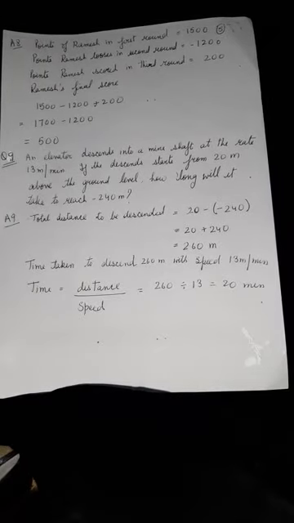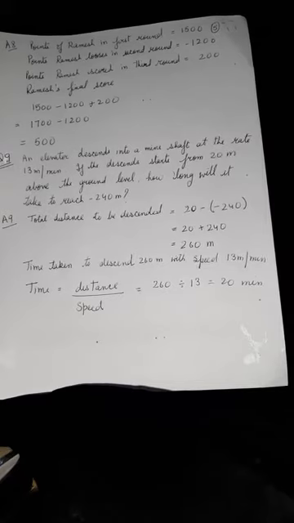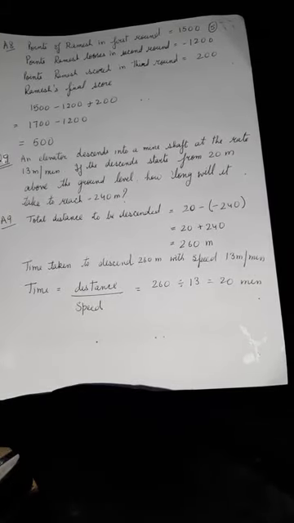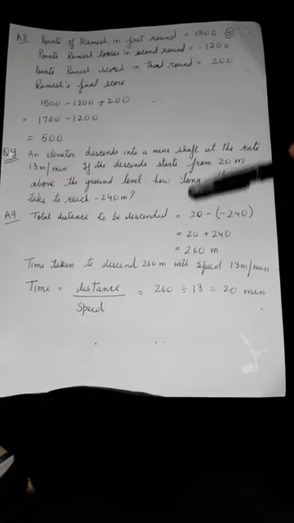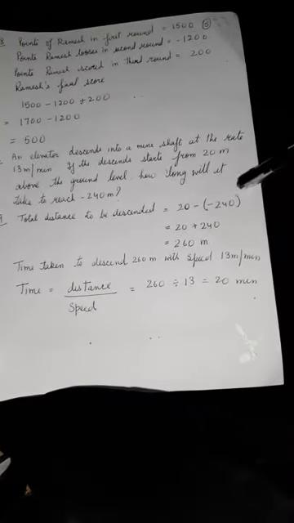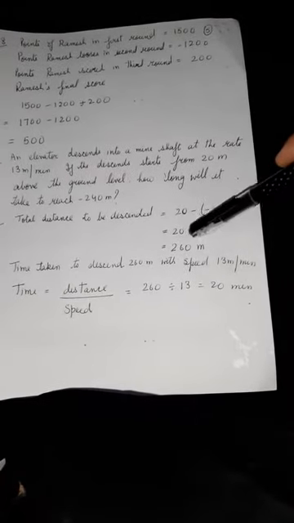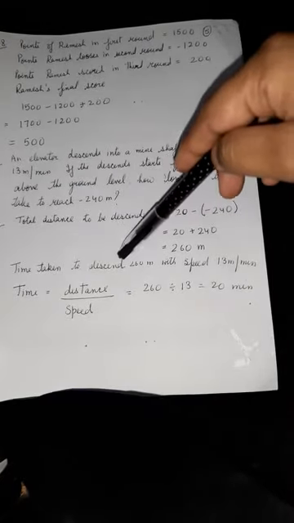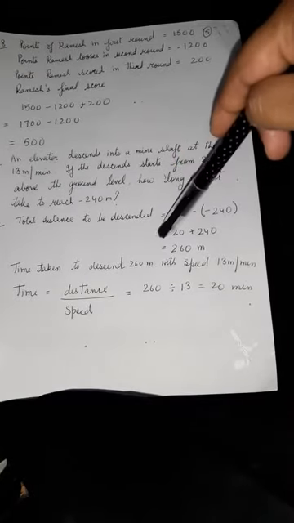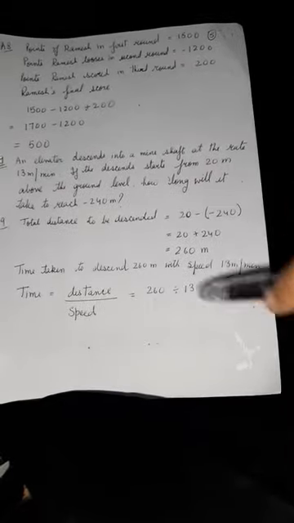So the total distance to be descended, that is from plus 20 to minus 240, we have to find the difference of the two. So it will be 20 minus minus 240. That will be 20 plus 240, 260 meters. Now we know that we have to find the time taken to descend 260 meters with the speed of 13 meters per minute.